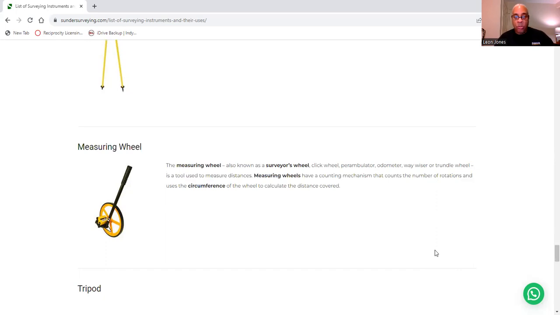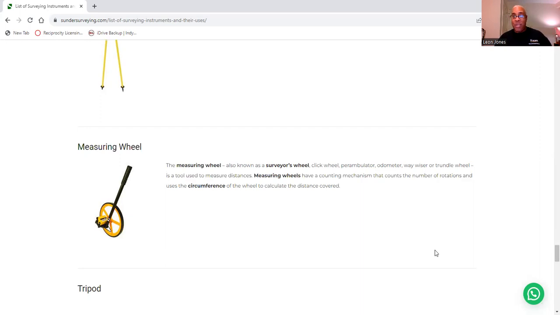Now, a measuring wheel, also known as the surveyor's wheel or click wheel or perambulator, odometer, way wiser, or trundle wheel is used to measure distances.